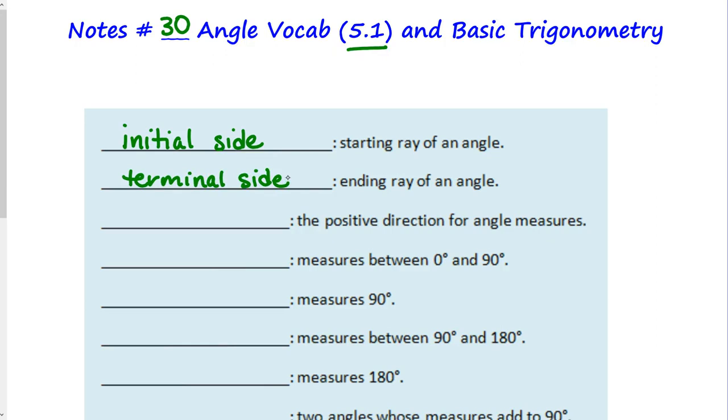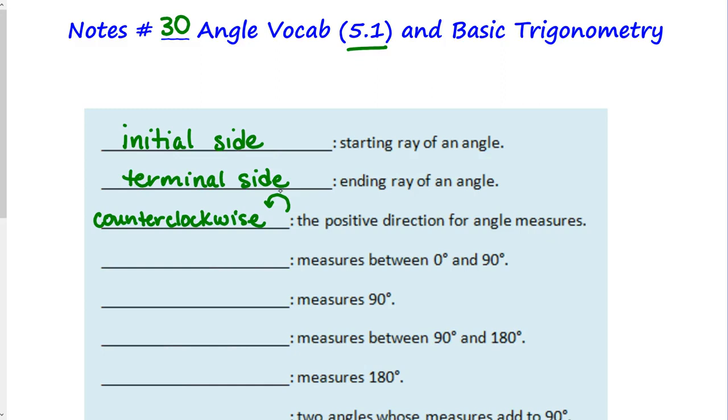In trigonometry, the positive direction is considered counterclockwise. Counterclockwise is like this, going from right to left, you could say. But I suppose if you're on the bottom half of a circle, you're going from left to right. So not the direction that a clock would go, but the other way.